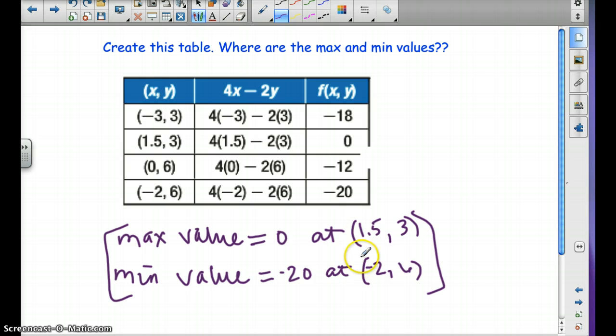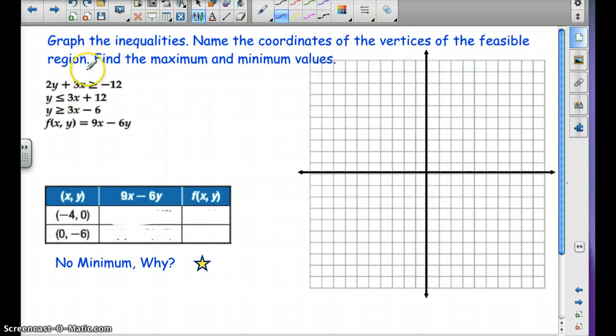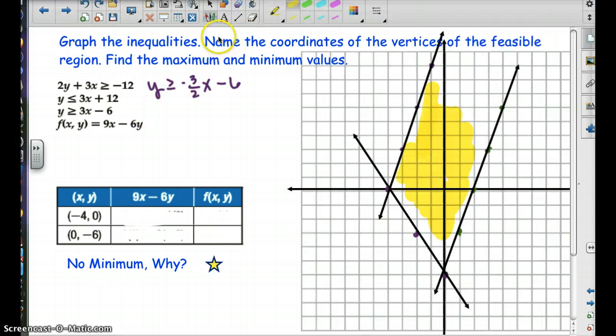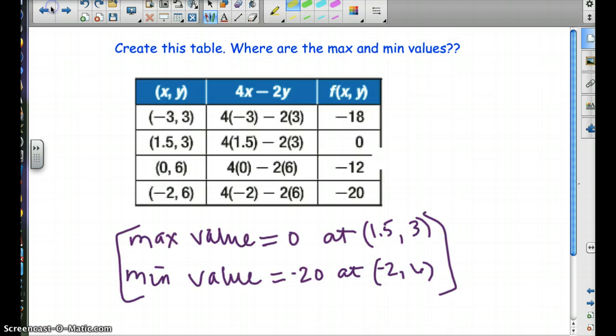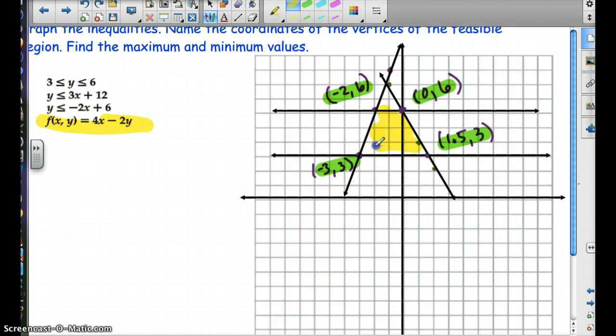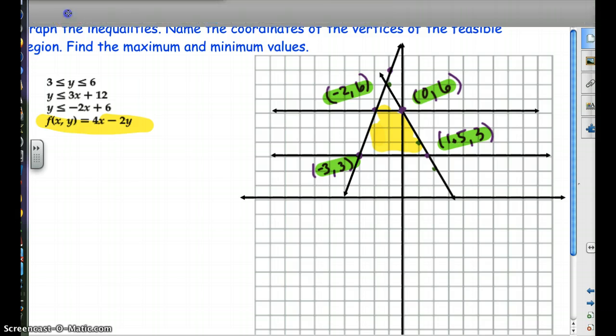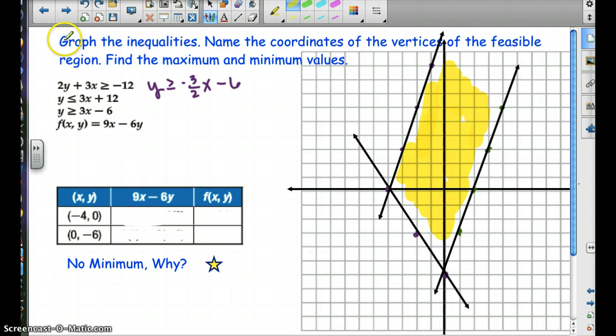Alright, let's do another example with an unbounded region. Go ahead and pause the video, and I want you to graph this, and we'll see what you get. See if you end up with the same thing that I get. Alright, so this is what I got for my graph. And I just realized on that last example, guys, I did not do the shading. So make sure you go back to that example and put your shading in. Okay, so this is an unbounded region.